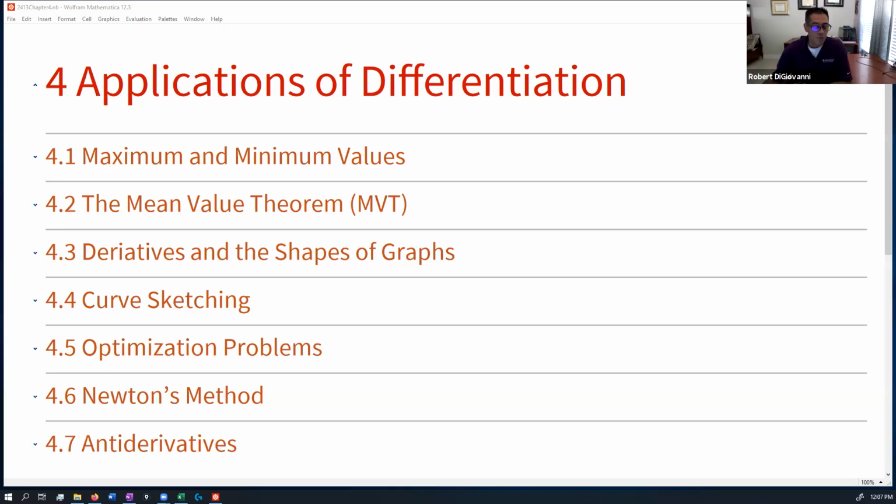Hey class, we're going to be covering 4.2, the mean value theorem, MVT. This is a theorem that this topic can kind of stand by itself. We don't need it for what we're going to be doing as we move ahead, but it actually is used quite a bit in more advanced math. And we use it to help prove what's called the fundamental theorem of calculus.